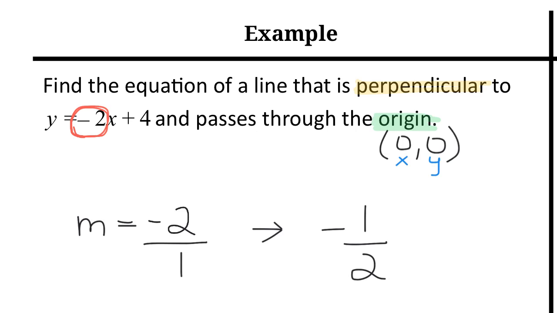The second step would be to change the sign. So the slope that we started out with, negative 2, was already negative. So if I change the sign, my brand new slope is actually going to be a positive 1 over 2. So the slope that we are going to use to build our equation is going to be 1 over 2.